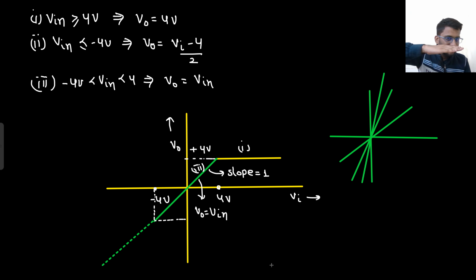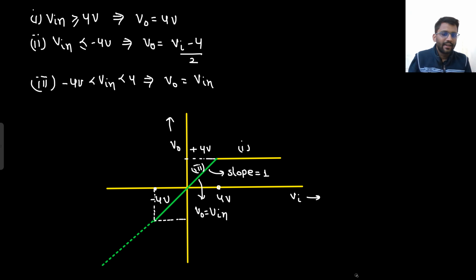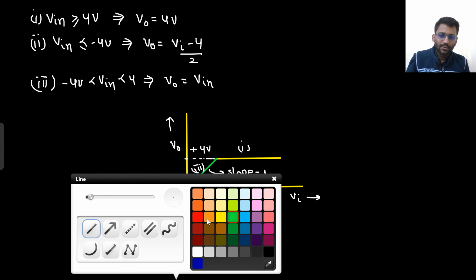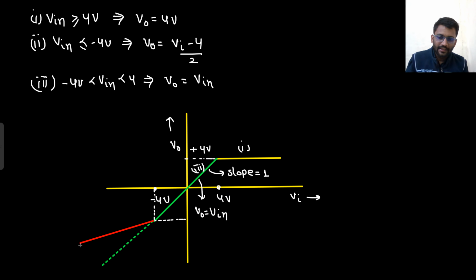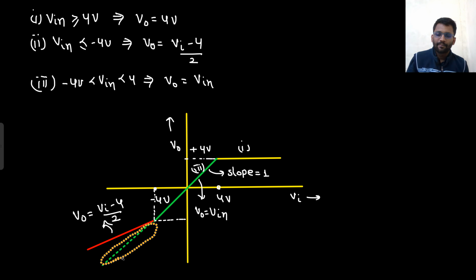So if it is near to x-axis, the slope is less. So similarly, I need to make it near to the x-axis. So I will make somewhat like this. Slope is lesser here, right? So this graph represents V out equals to V in minus 4 by 2, right? Now I can remove it. Yeah, so it is removed now. So this is my graph. V out is equal to V in. So this is how my transfer characteristic will look like.